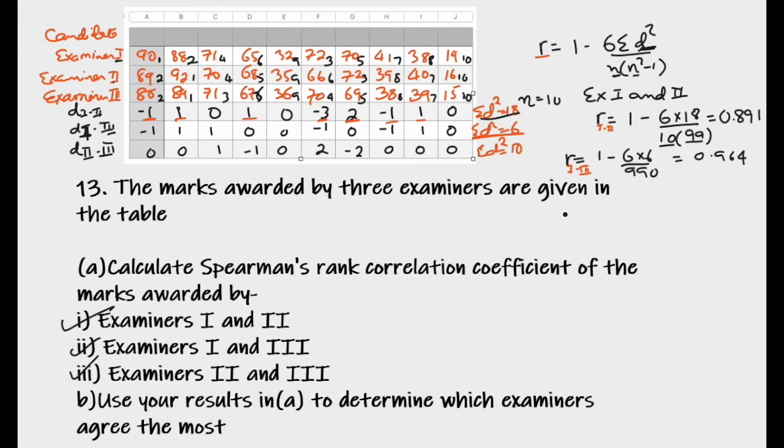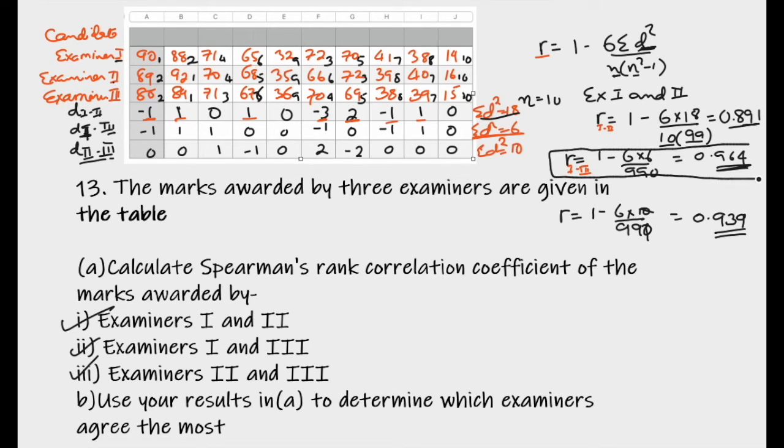Now, finally, we'll find R for 2 and 3, these two examiners. So 1 minus 6 times 10 over 990. So I can cancel this 10 with this. So 1 minus 6 over 99. And this comes out to be 0.939. So we can see clear difference between them, that as we saw, d square was least here, that means the rank difference is the least, and that means they are the closest to each other.